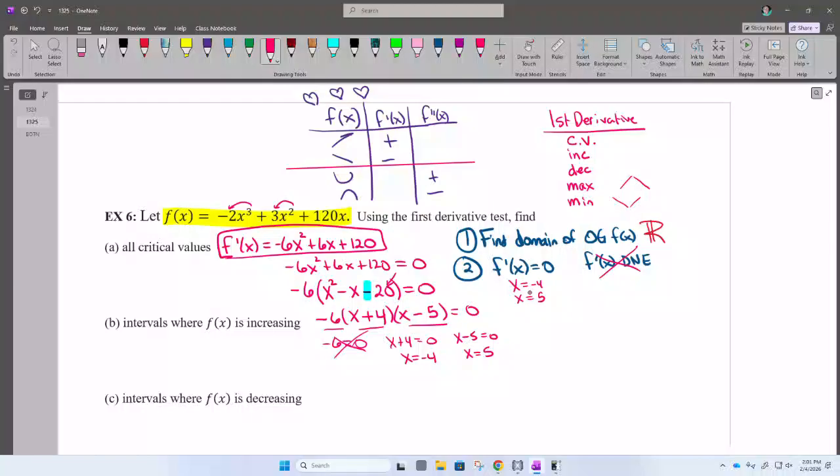I cannot immediately assume they're critical values though. When you come out with numbers doing these two methods, you then ask yourself, are these really critical values? And in order to answer yourself, you check the domain of the original function. All real numbers. So negative 4 and 5 are in the domain. So I can now confirm, yes, these are critical values.